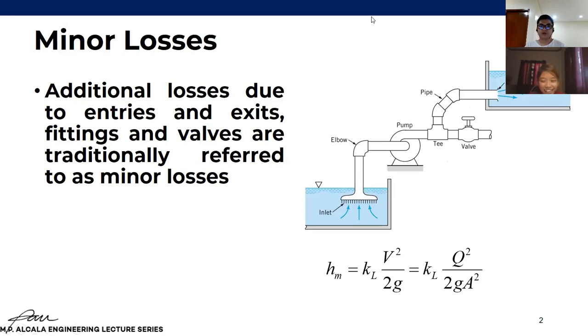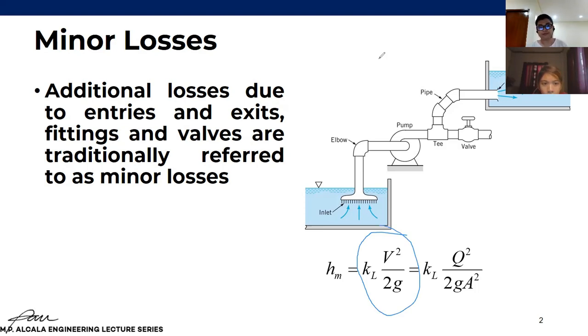So, as I said earlier, minor losses are additional losses due to the entries and exits, connections of valves, fittings. In order for you to connect one pipe to another, you are required to have a fitting. And valves are traditionally referred to as minor loss. So this is from our initial formula, right? K V squared over 2G from our Bernoulli equation.